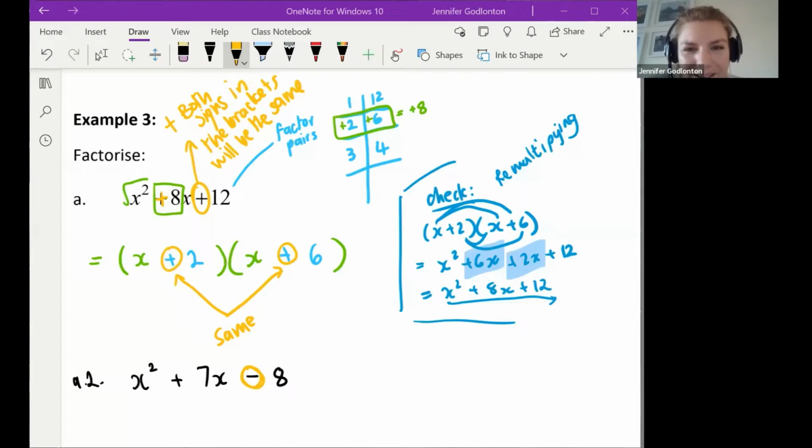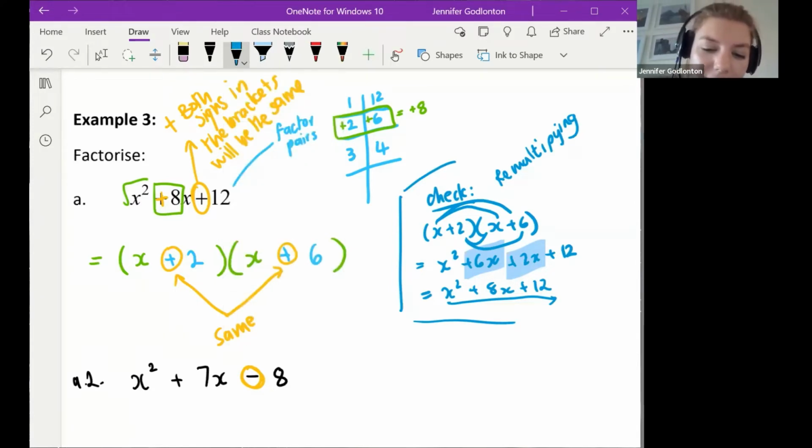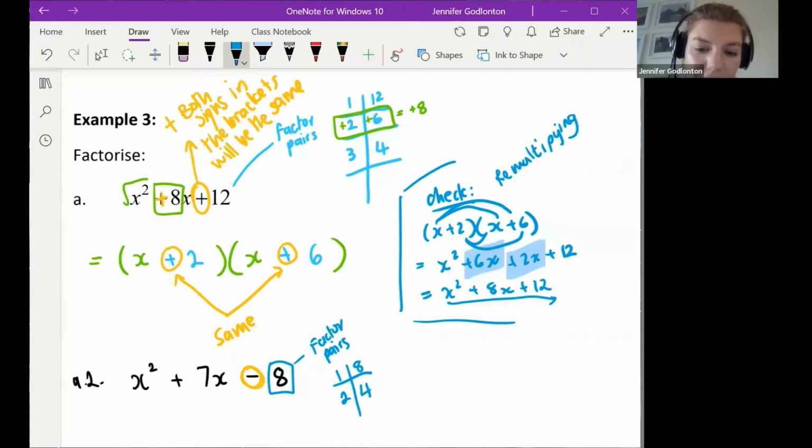I don't understand where to start. Okay, so when we're starting, the first thing we look at is that constant and we get our factor pairs. That's the first place we start. So our factor pairs of 8 are 1 and 8 and 2 and 4. Those are our factor pairs.